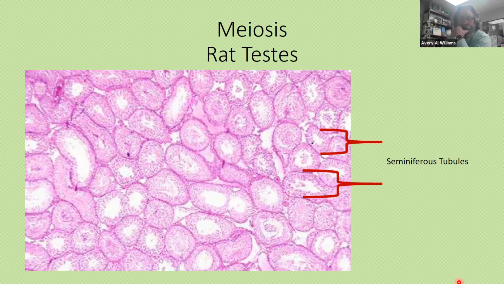But we're looking at rat testes in our lab, okay? Because we couldn't get any male human volunteers to donate their testes for us to study this. Mice and rats don't complain too much, so we take their testes and slice them and look inside of them. Okay, so there we go. Seminiferous tubules to look at meiosis.